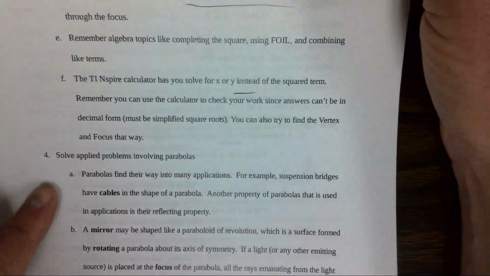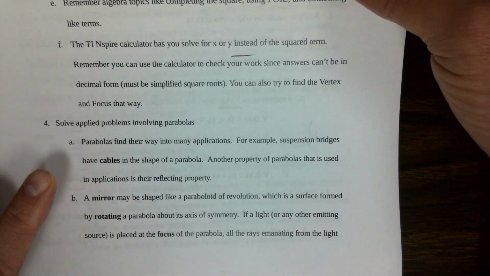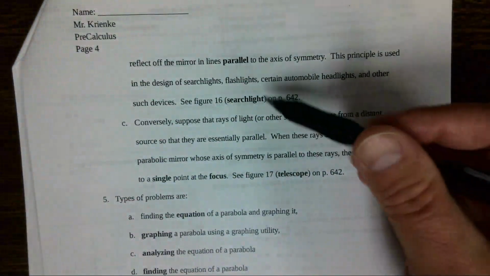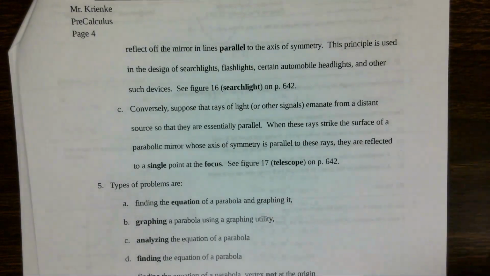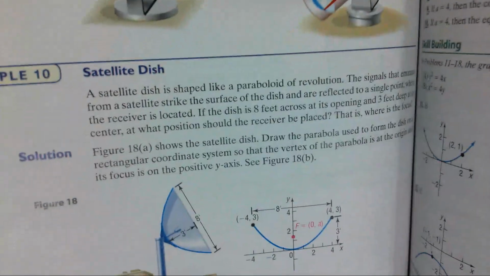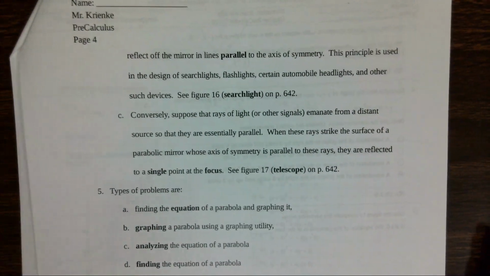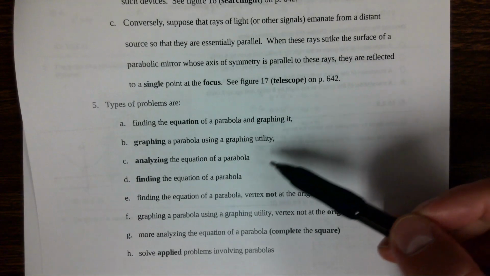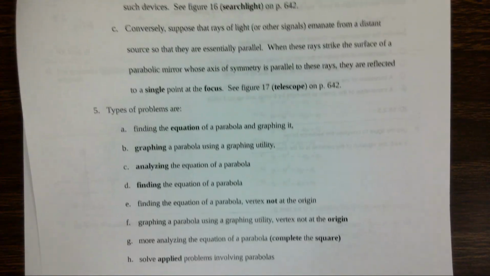And then they're talking about some word problems with suspension bridges, a mirror, and so forth. A searchlight and a telescope. So here again are some application pictures that you could see. So there are lots of types of problems. Finding the equation and graphing it and so forth. You can read through those.